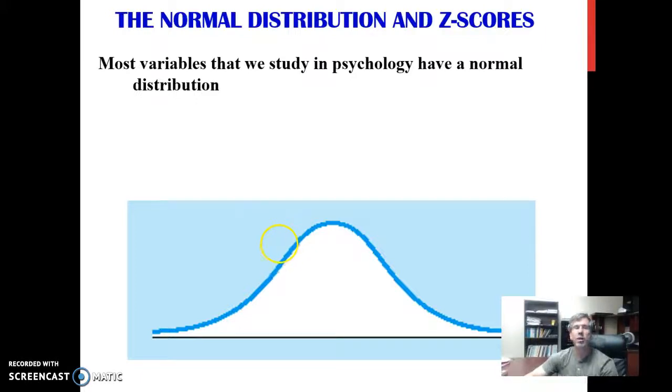We're going to learn a lot about it. Again, we assume that most variables that we study in psychology follow a normal distribution in the population. Again, it's a safe assumption. We'll talk a little more about why in future modules.